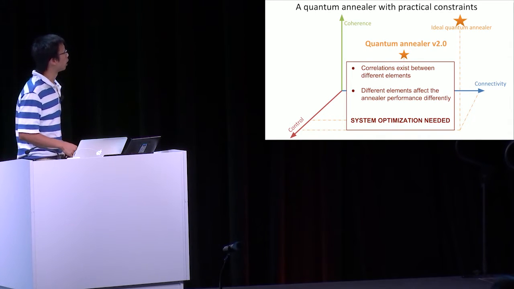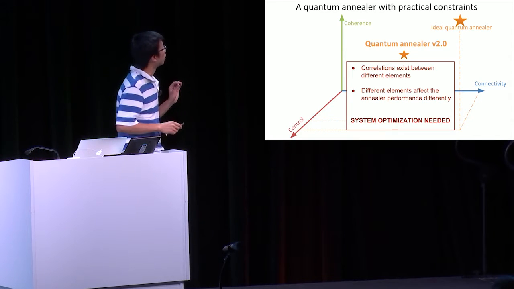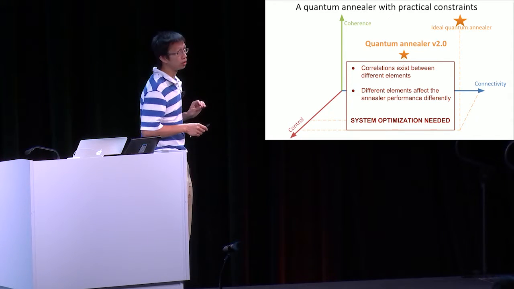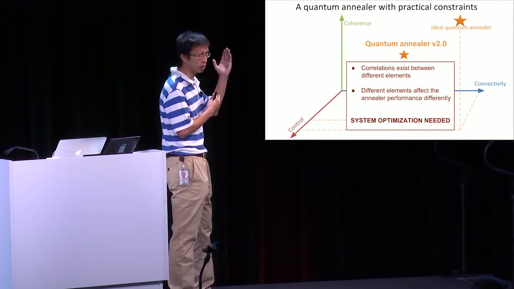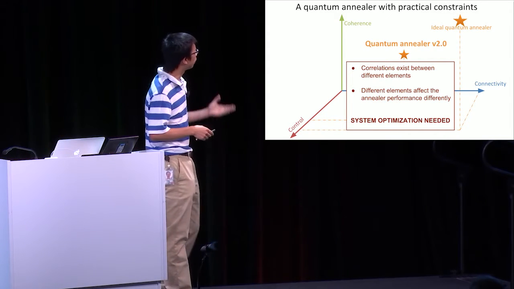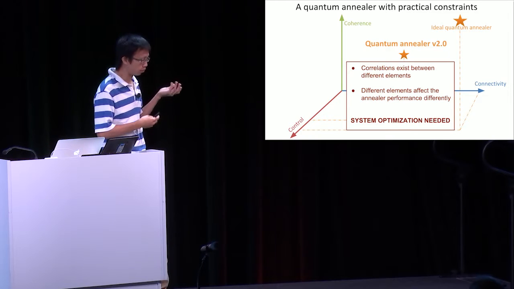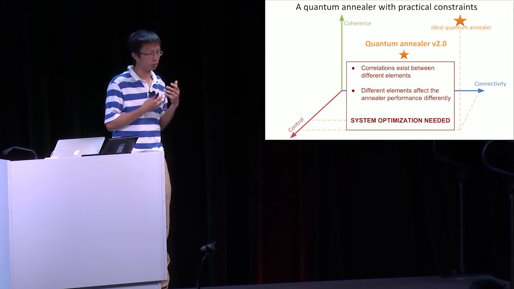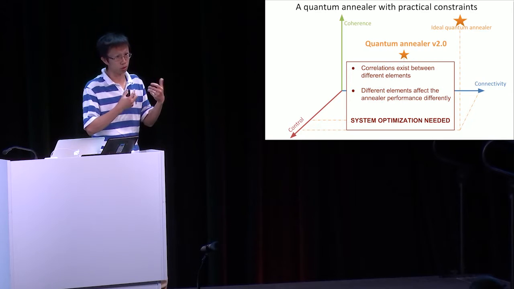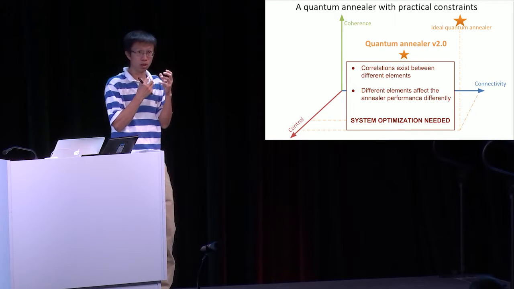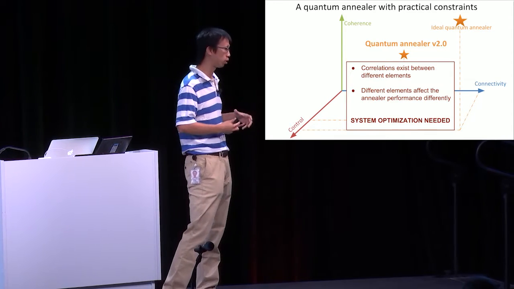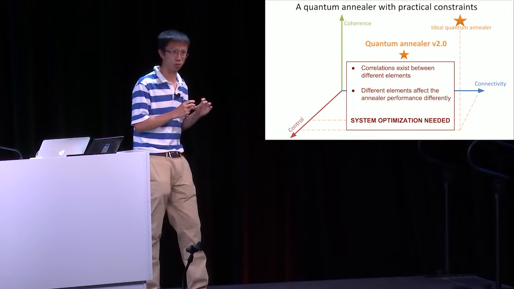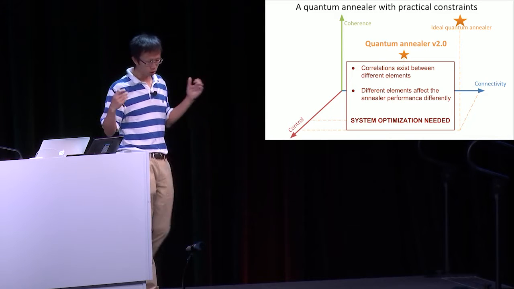But the tricky part is that these three axes are not orthogonal to each other at all. There are correlations between the axes, and different elements also affect performance differently. So you have to be very careful, because you need to think about system optimization. You cannot think about just an individual qubit. You have to think about building something that is suitable for a whole quantum annealer.